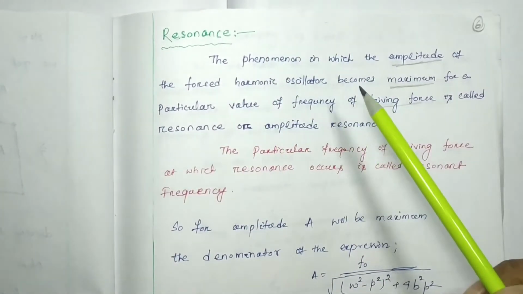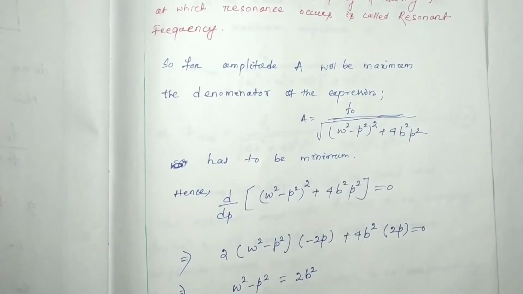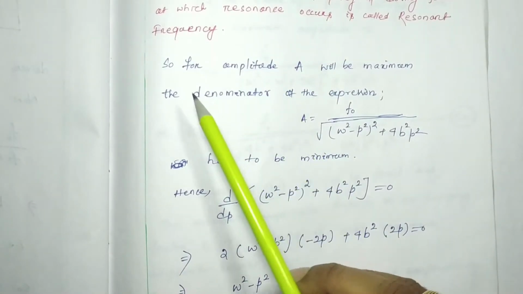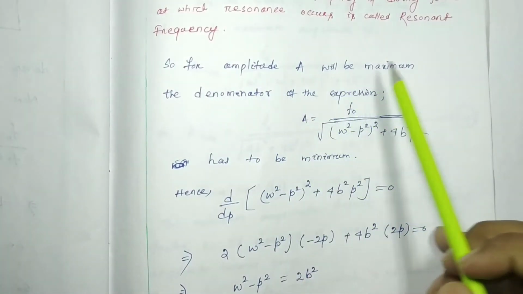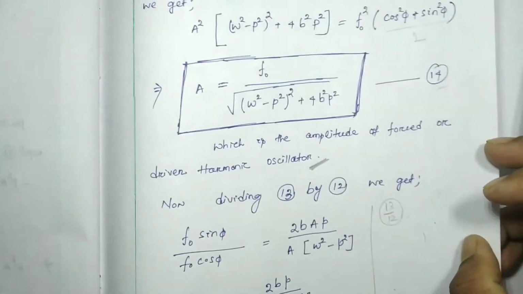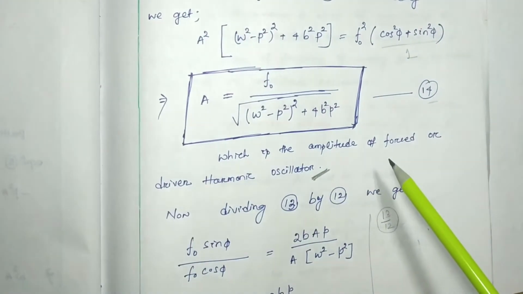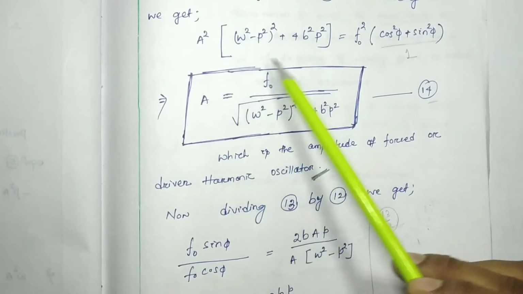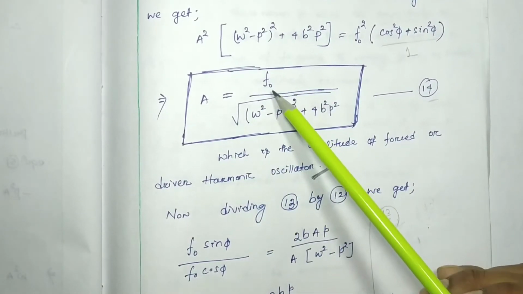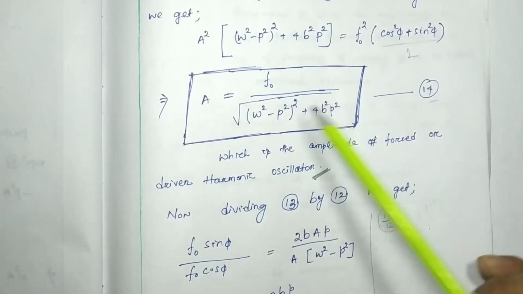Now we have to find out mathematically the value of the maximum amplitude. For the amplitude A, when an oscillator oscillates in a forced field, the general form of the amplitude is A = f0 divided by the square root of ((omega square minus p square) whole square plus 4b square p square).